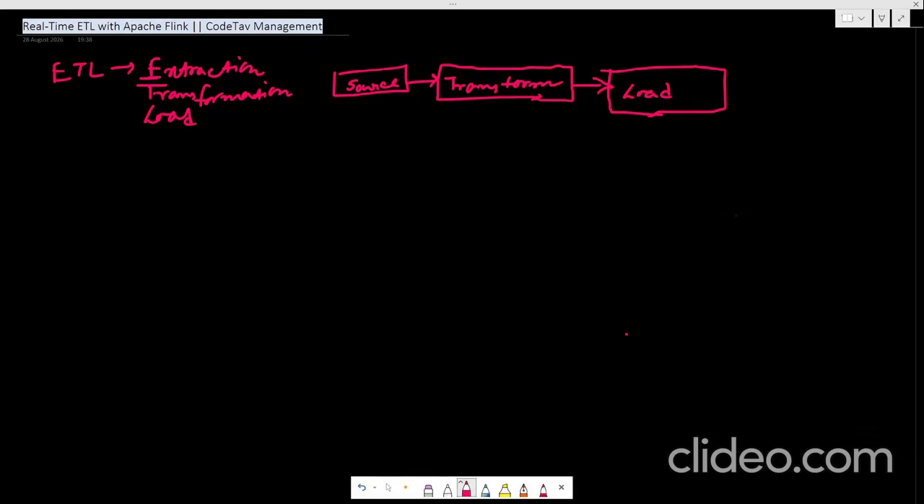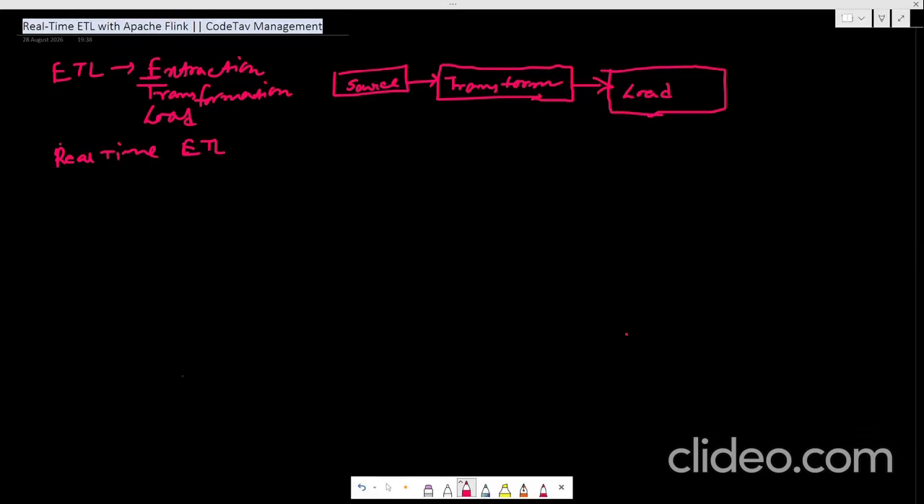So the real-time ETL means, like here you can see the real-time word that I have attached. So what does it mean? What is real-time ETL? That means continuously extracting the data from source systems, transforming it as it arrives, and loading the processed data into one or more target systems without waiting for a scheduled batch job.